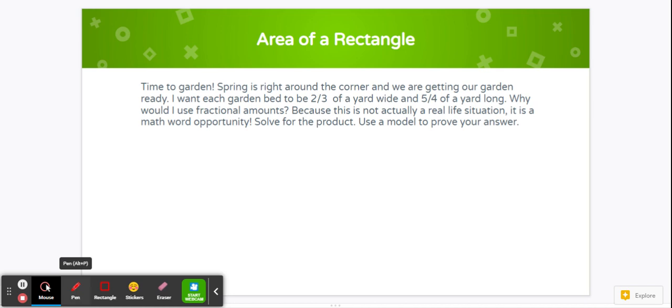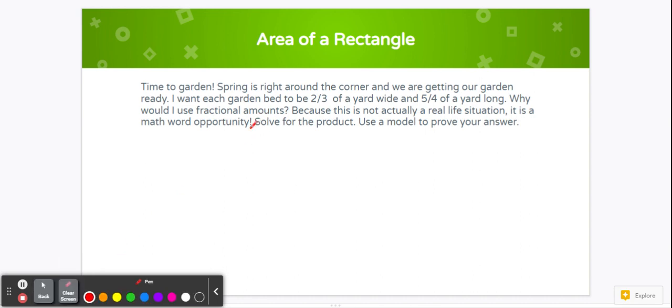All right, let's check this last one out here. This is very similar to one in your online lesson. So if you've already watched that video with the garden, 2/3 by 5/4, then you probably won't need to watch this one again, or you can always go back to your lessons and rewatch them. This will be very similar to that in a little bit different way.